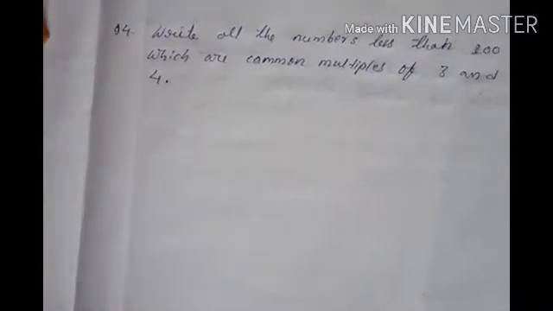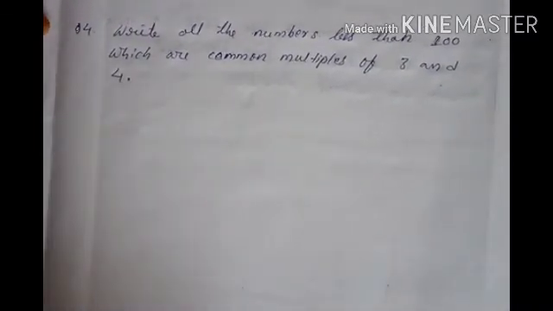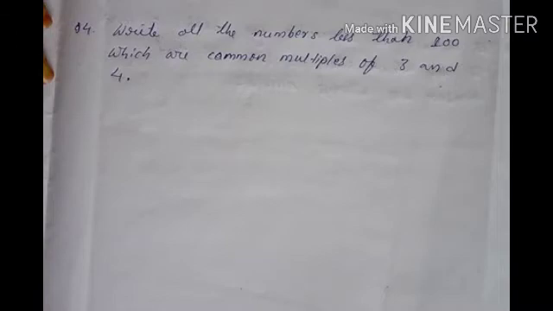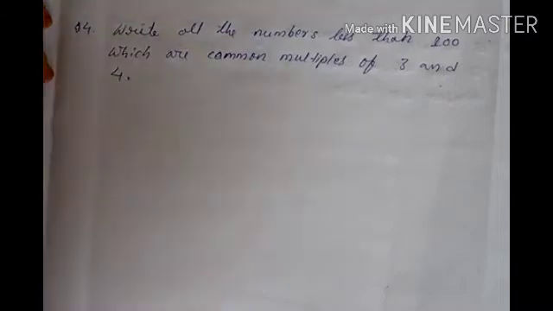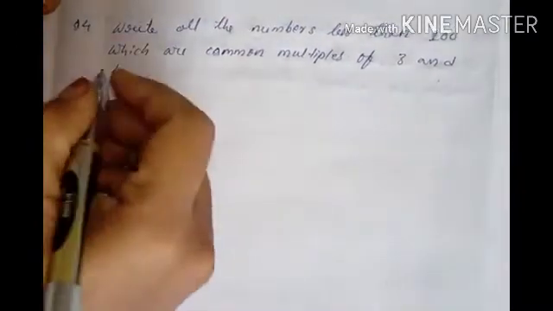Now come to question number 4. What is question number 4? Here you can see: write all the numbers less than 100 which are common multiples of 3 and 4. That means you have to write the table of 3 up to less than 100, and again write the table of 4 less than 100. Okay, come to the solution.